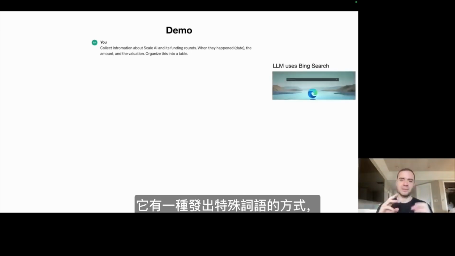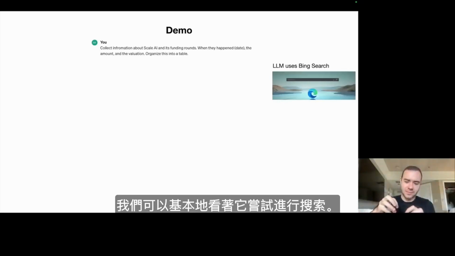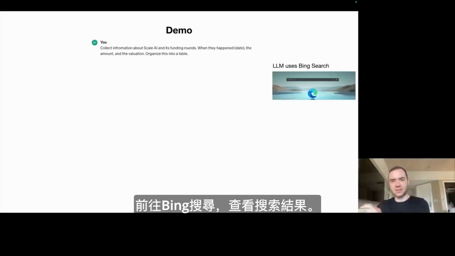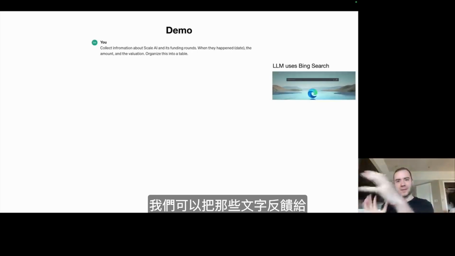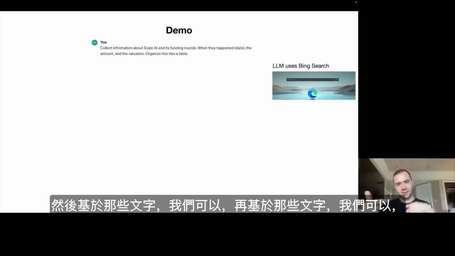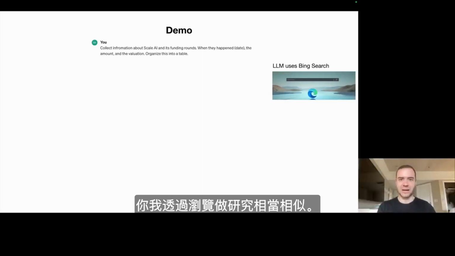So it has a way of emitting special words that we can look at, and we can basically watch it trying to perform a search. In this case, we can take that query and go to Bing search, look up the results. And just like you and I might browse through the results of a search, we can give that text back to the language model, and then based on that text, have it generate a response. So it works very similar to how you and I would do research, using browsing.